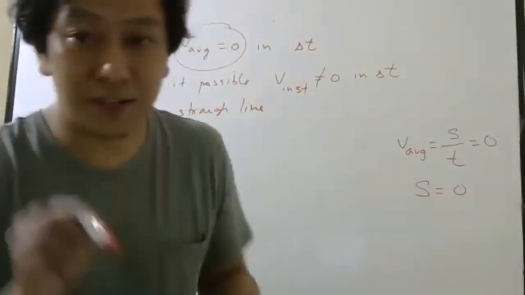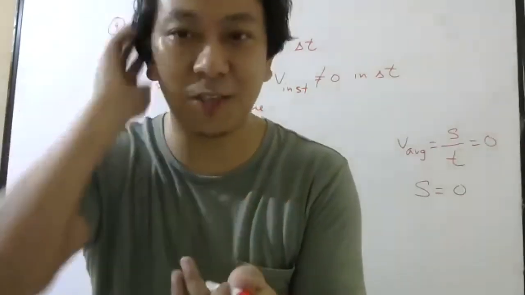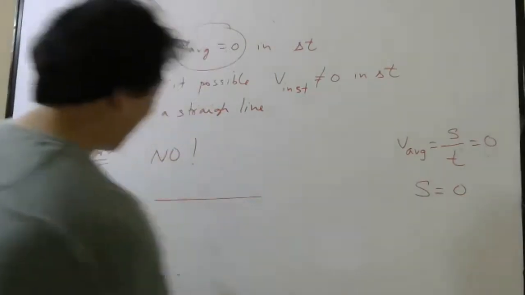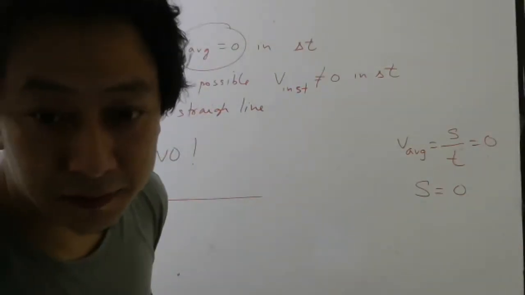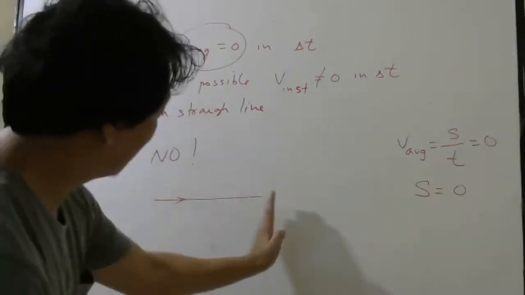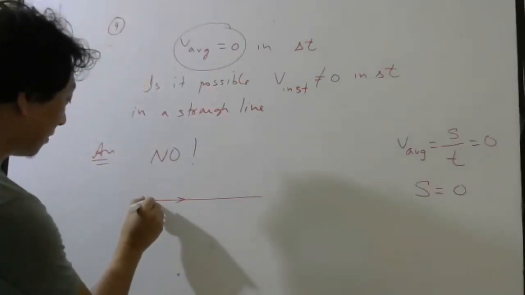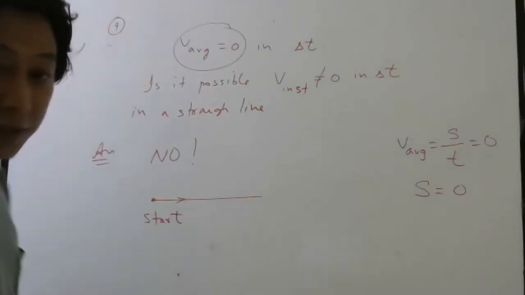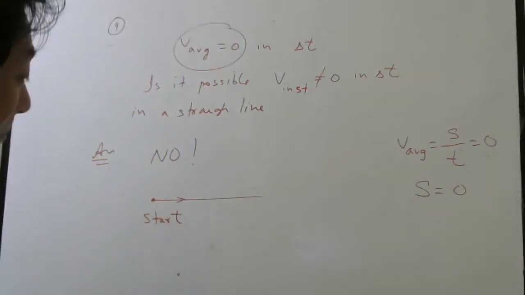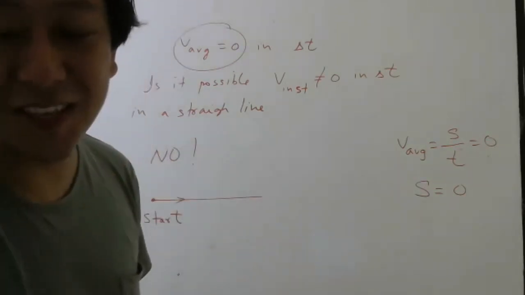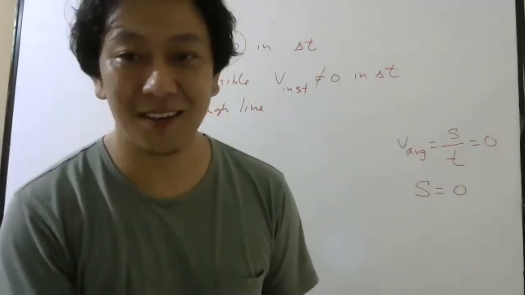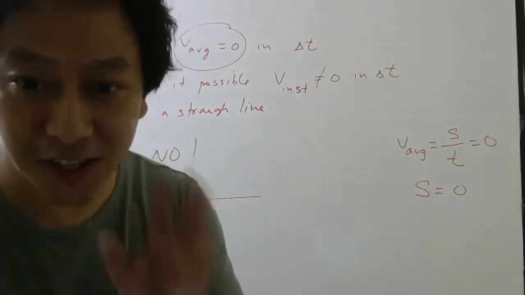0. Now in circular motion, it was possible to come back without stopping. But now in a straight line, if the person starts like this, then in order to come back, remember for average velocity to be 0, displacement should be 0. So you have to come back here. But in order to come back, you have to turn. Yes or no? You have to turn like this.